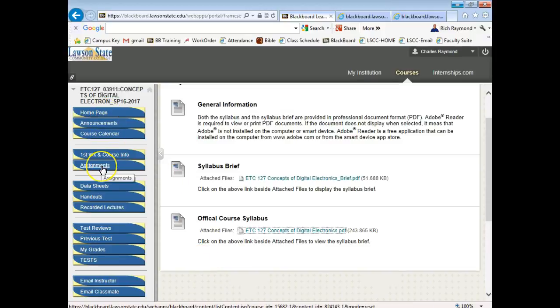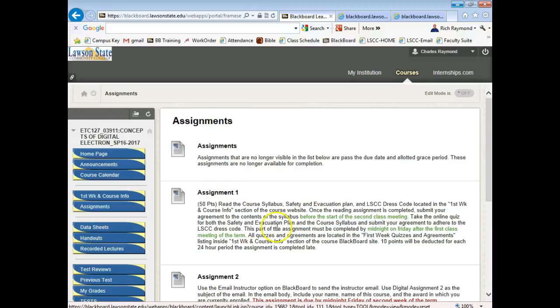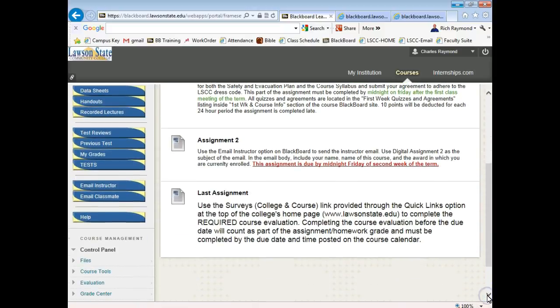Assignments are posted on Blackboard, so if you look at Blackboard, you'll see right here is what? Assignments. And the first assignment is worth 50 points. It says read the course syllabus, safety evacuation plans. Then assignment 2 is done the next week. And then a last assignment. So right now we have 3 assignments posted. There's some more in here, but they're not being displayed.